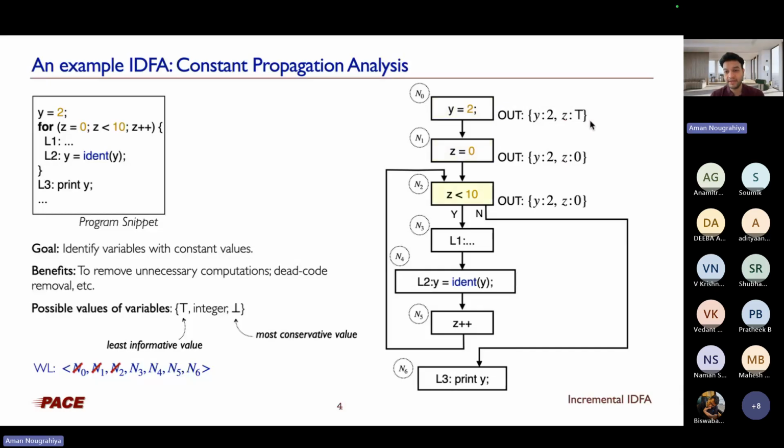And so on, we'll process, let's say, N4, where we know that y is equal to ident y. I do not know what method ident does. So we will say that, okay, I do not know what the value of y may be. So y will be set to bottom, z will remain as 0. We'll process N5, after which the out changes, and hence we will add N2 back again. And finally, the fixed point solution will be that y and z both are bottom in the rest of the code.